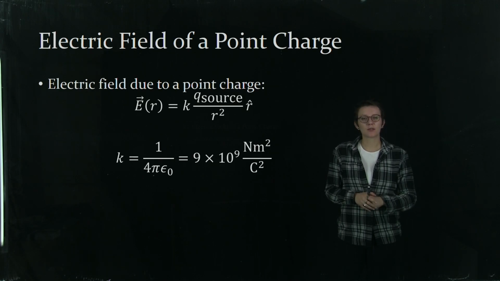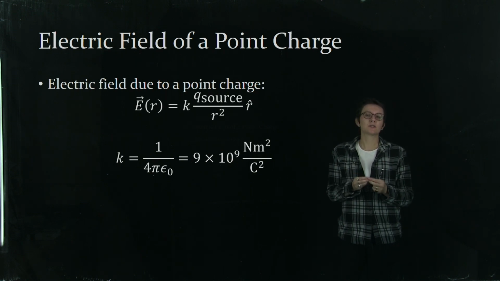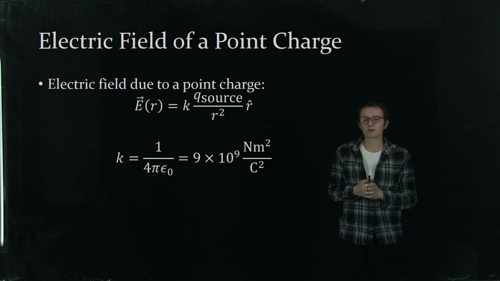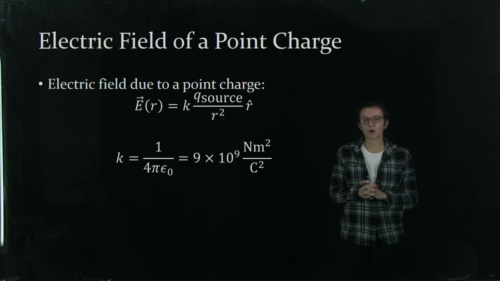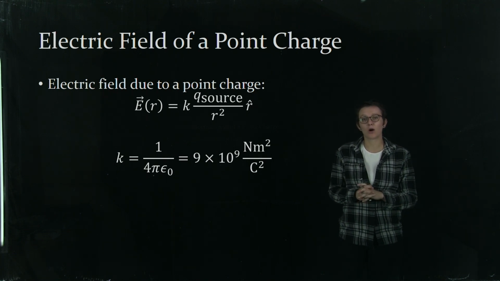So charges generate their own electric fields. If you have a point charge at a certain location, the electric field that it generates is given by this equation here. This is saying the electric field at some radial distance away from the source charge, r, is equal to k times q source over r squared r hat.